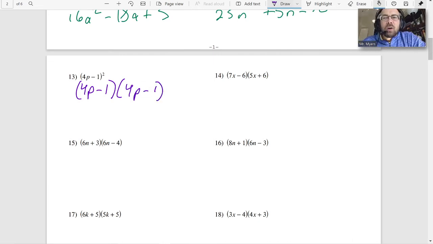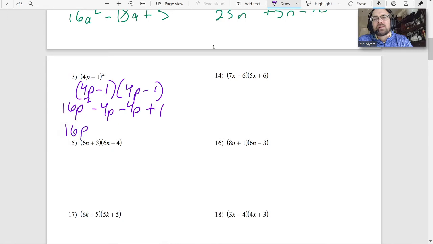This is the same thing as 4p minus 1 squared. Something quantity squared means that thing times itself, right? So 4p minus 1 times itself, that's what squared means. It means the number times itself. So this is what we're actually doing. Now number 13 is no different than the other ones, because it's 2 things times 2 things. So now we just multiply it out. 16p squared minus 4p minus 4p plus 1. So then we get 16p squared minus 8p plus 1. And that's it for that one, right?